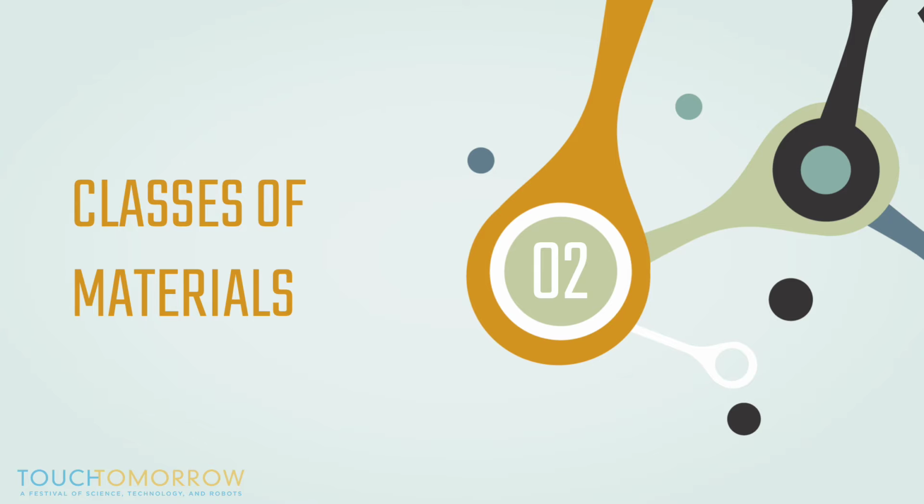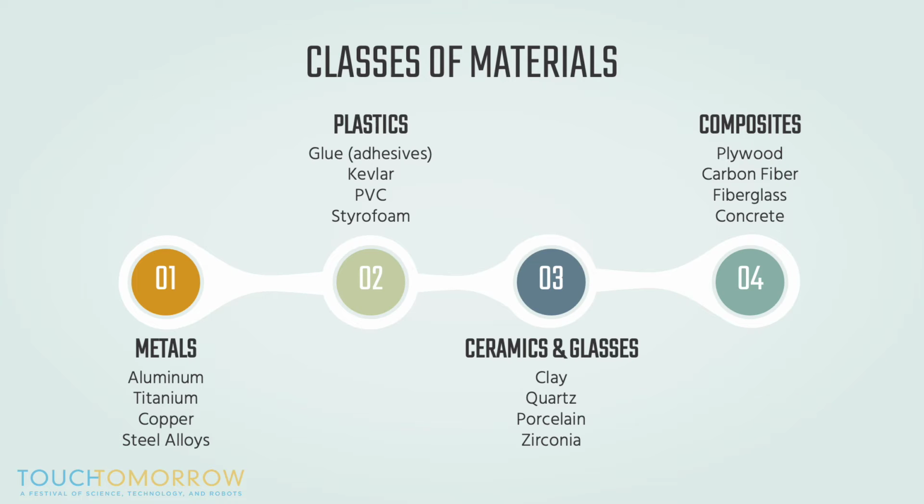But what do I mean by materials? Well, to answer that, I'm going to share with you the different classes of materials and share some examples of each. There are four main classes of materials: metals, plastics, ceramics and glasses, and composites.